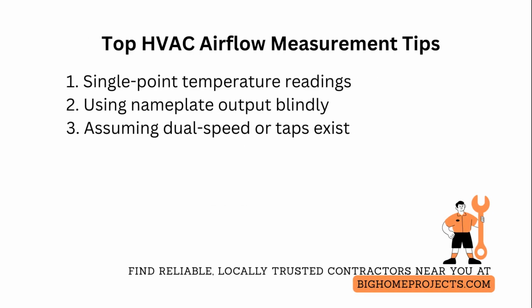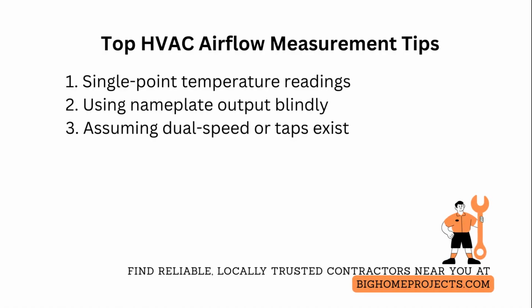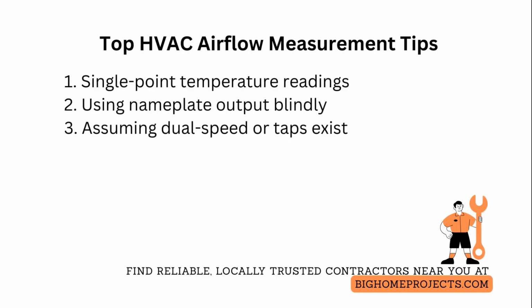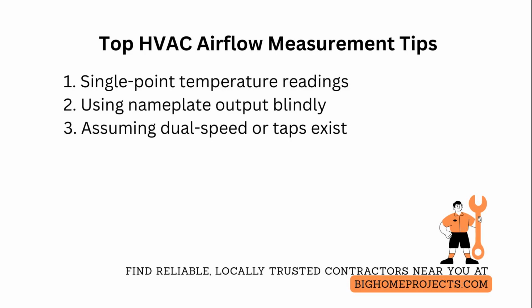One of the top 3 common mistakes is relying on single-point temperature readings for airflow CFM calculation, which creates large errors in delta T and leads to wrong system balancing. Fix this by averaging multiple points across the duct and waiting for thermal stabilization before recording values.